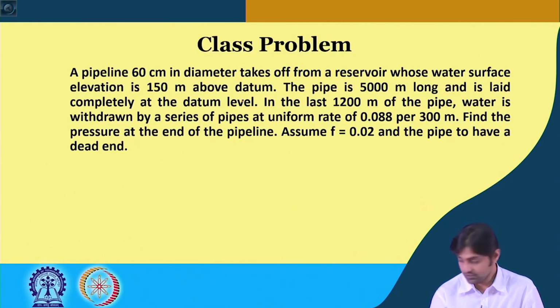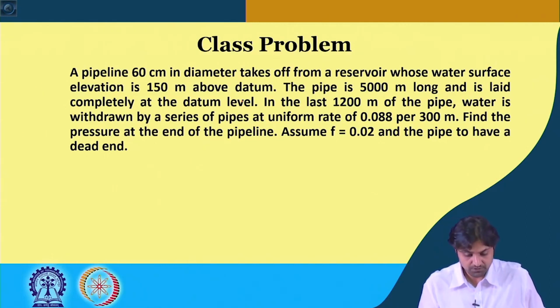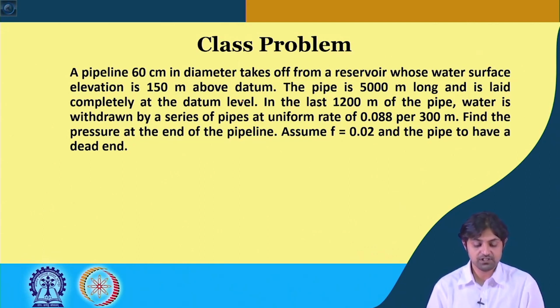Now, let us solve a question, so that gives us more confidence. This question is about major and minor losses mainly, and it says that a pipeline of 60 centimeter in diameter takes off from a reservoir whose water surface elevation is 150 meter above the datum. The pipe is 5000 meter long and is laid completely at the datum level.